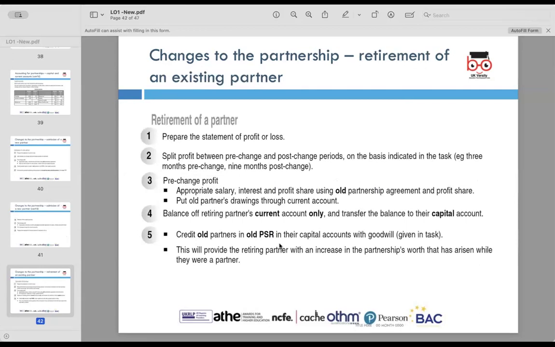Retirement of partners. When a partner retires from a partnership, it requires careful financial adjustment to ensure a smooth transition and to settle the retiring partner's financial interest in the business. The process involves updating profit allocations, adjusting capital accounts, and ensuring the retirement does not disrupt the partnership's financial stability.